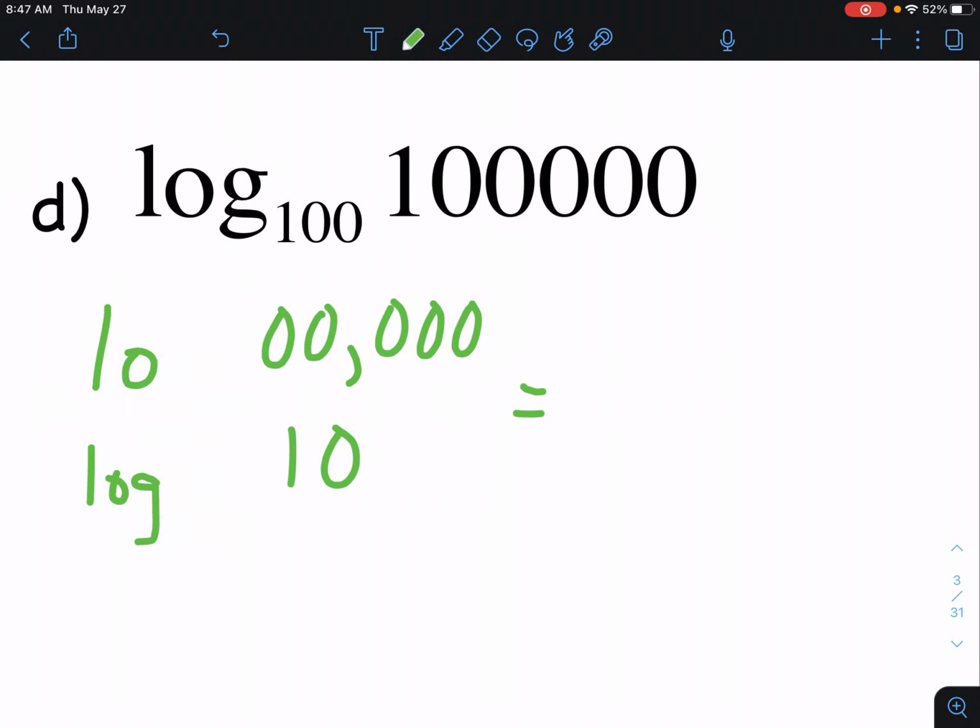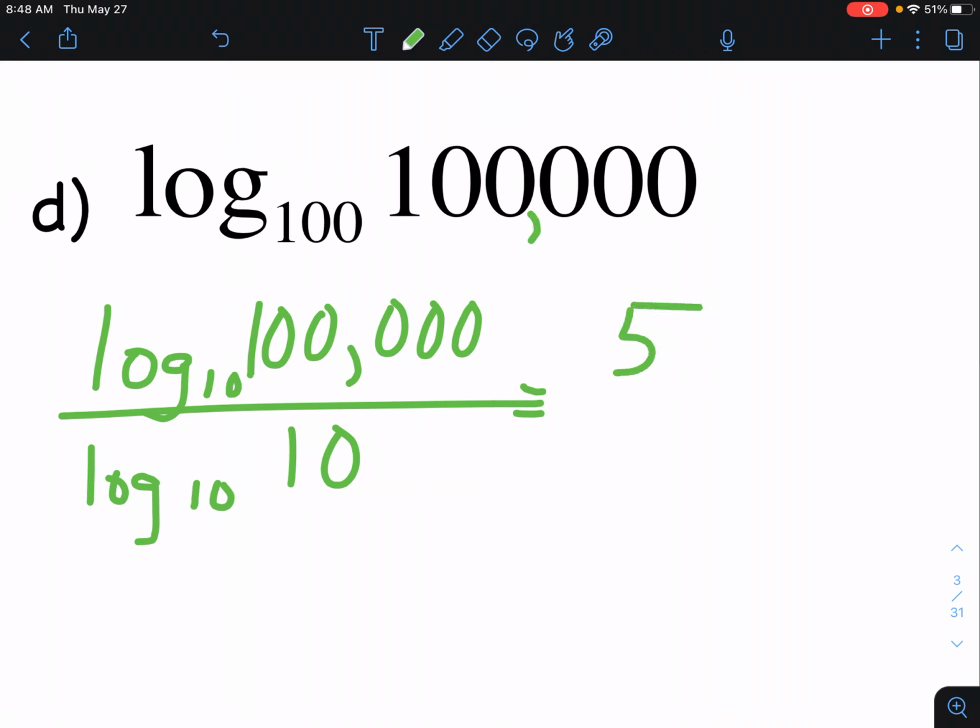Bear with me to rewrite this in. 10, also known as the common log. Now, the rule for 10, when you have a base of 10 and you have a number like 100,000, you just count the zeros. So that would be 5 zeros in 100,000. So that would be 5. And then log base 10 of 10 is 1. 10 to the power of 1 is 10. And then just divide. 5 divided by 1 is 5.